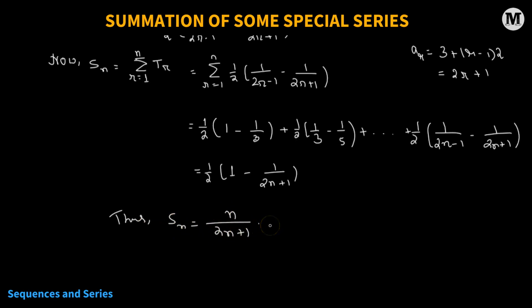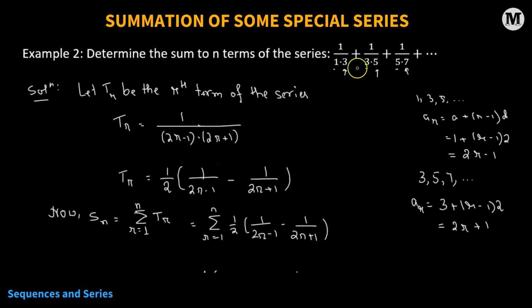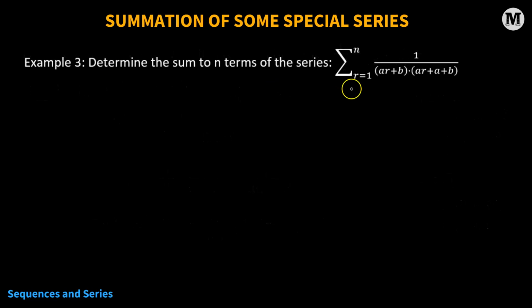So that's how we can determine the sum to n terms of the series, which is given by 1 over 1 times 3 added to 1 over 3 times 5 and so on. Okay, let's go to the third problem. So here we need to determine the sum to n terms of the given series.